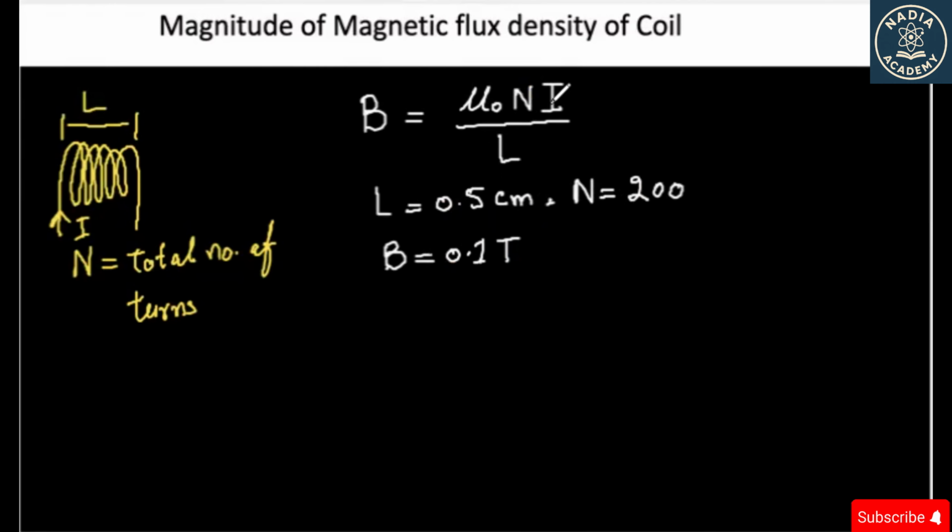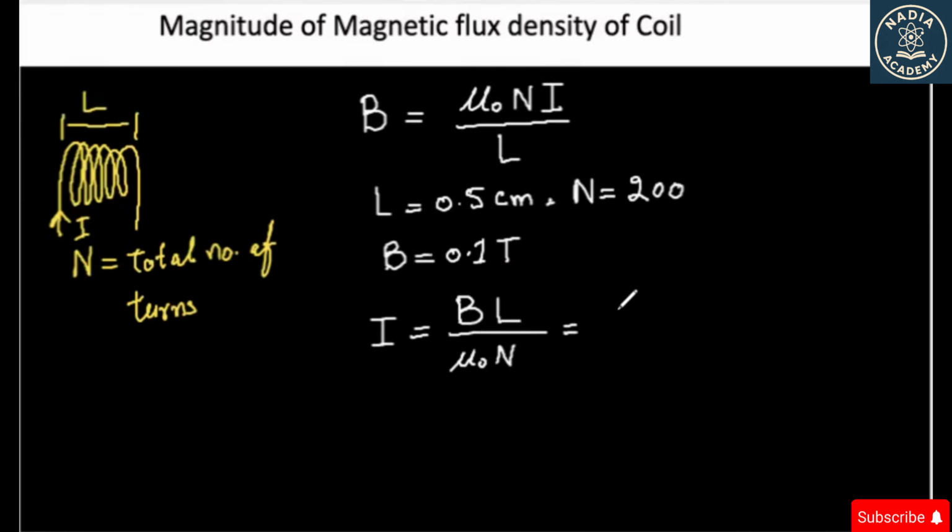Now we can calculate how much current we need to flow through this coil. Here we can rearrange our formula. So I is equal to B, the magnetic flux density, times L, the length of the coil, divided by mu naught, which is the constant permeability of free space, times N, the number of turns.